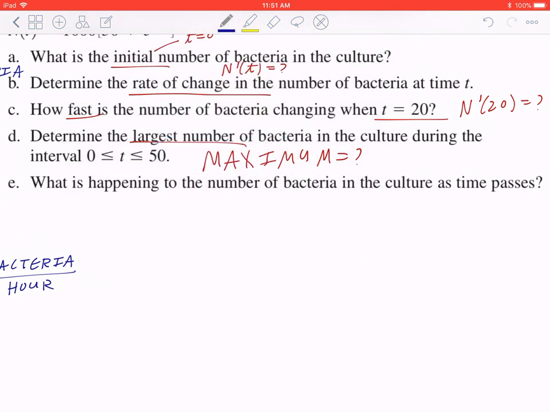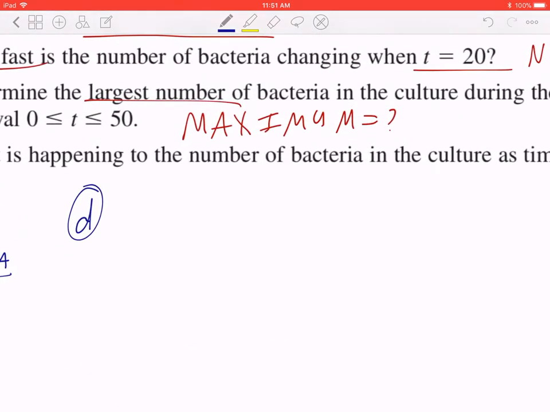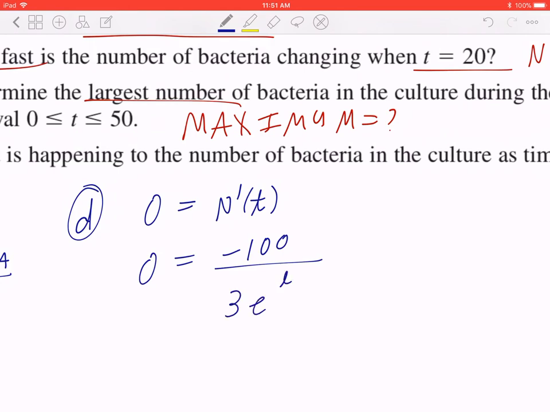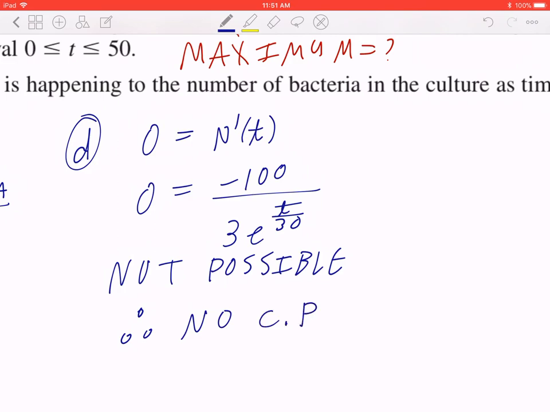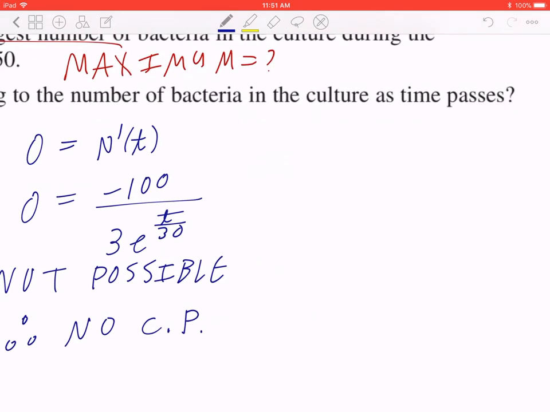And this is how you do it. Now, in part D, first, let's find the critical point. So we set the derivative to be 0. This means 0 equals negative 100 divided by 3 times e to the power of t over 30. And by inspection, you can tell this is not possible. And again, it's perfectly okay that there is no critical point. It's not okay that you can't find one when it exists, but it's okay that there is none. And that just means when comparing, you're simply looking at the endpoints.